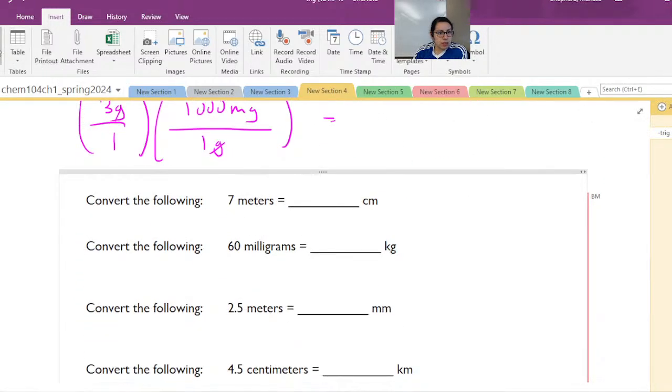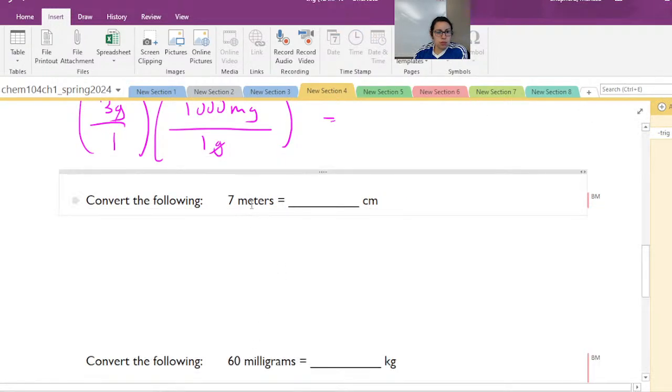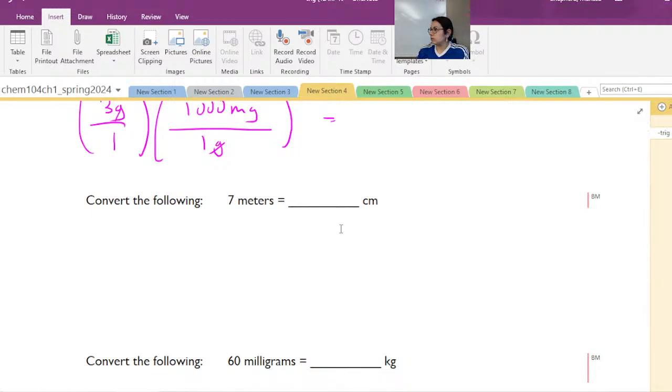And so let's try, so I said do the last one. So do 7 meters to centimeters. Does someone want to put that on the board for us? You, anybody from this side?